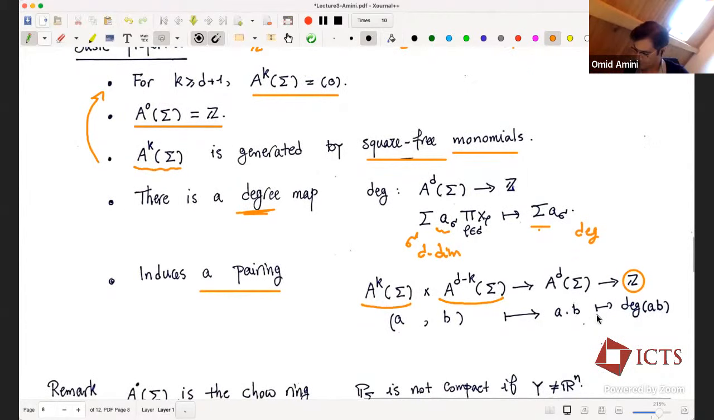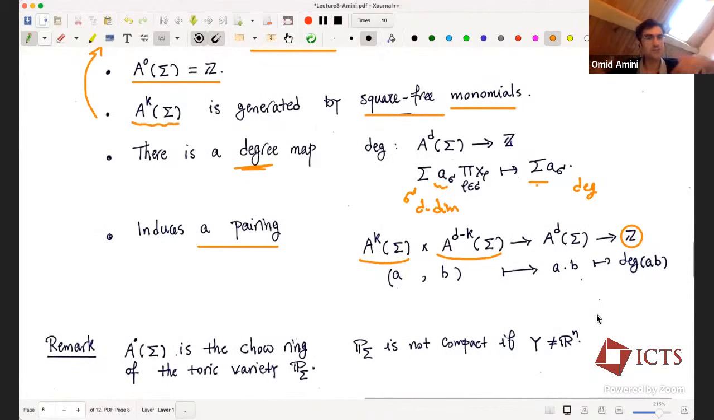Okay, so just maybe comment that the Chow ring is completely natural because it's a Chow ring of some algebraic variety, and that algebraic variety is the toric variety you can associate to the fan sigma. So if you are working with complex coefficients, it's just a complex algebraic variety associated to this fan. And the point is that this algebraic variety is not, in general, compact. It is compact exactly when sigma has full support in R^n.